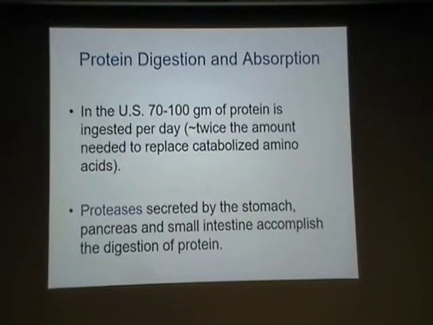Next one, protein digestion. In the U.S., I think this is from a while ago, and it's probably an underestimate even back then, but in the U.S. we estimate around 70 to 100 grams of protein gets ingested per day. That's about twice as much protein as we need to take in.